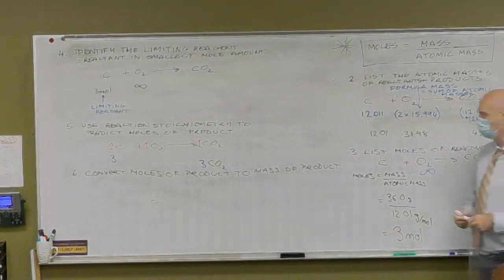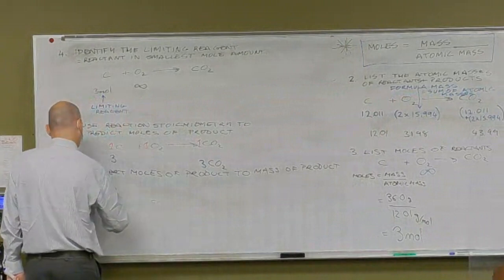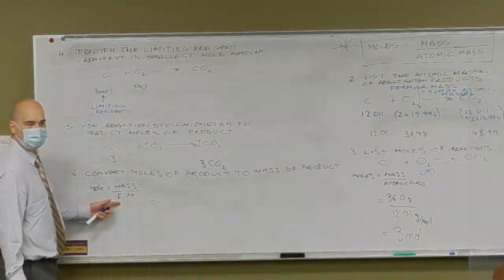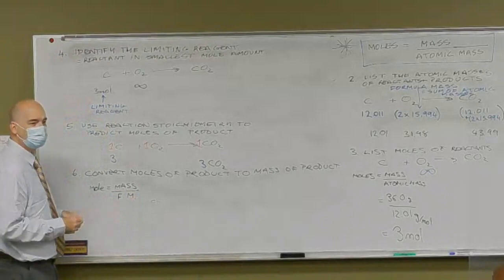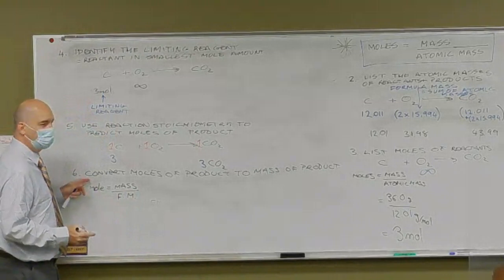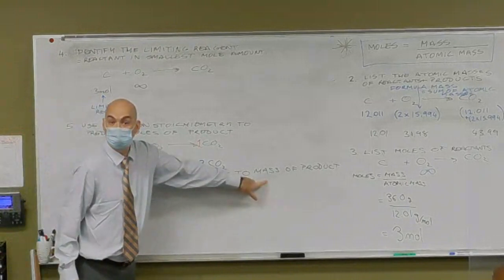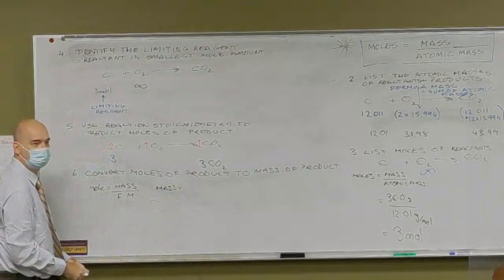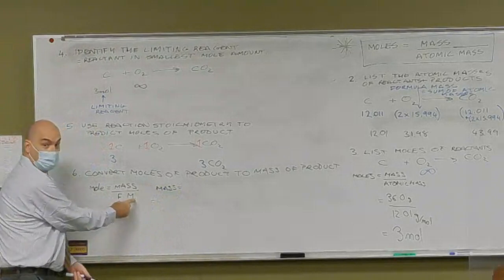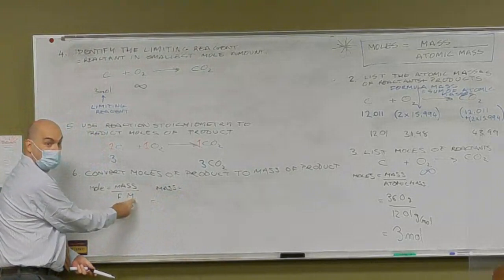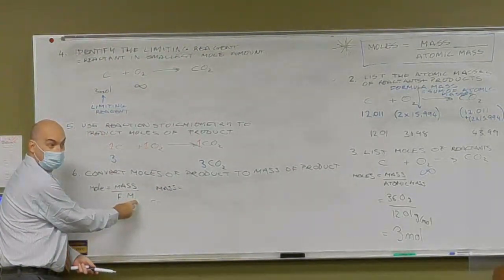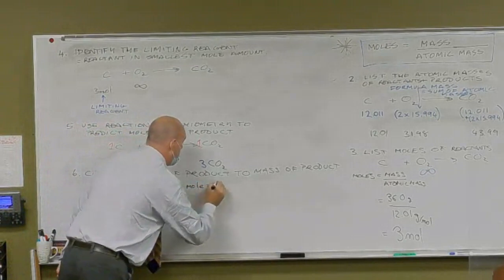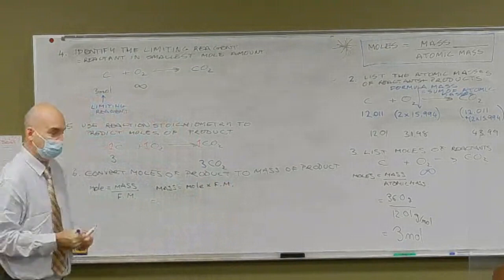Moles equals mass divided by formula mass. FM, formula mass. If moles equals mass divided by formula mass, and I don't need to know moles, because I already know moles, what I need to know is mass. If moles is mass divided by formula mass, what does mass equal? Moles times formula mass. If I take something across the equal sign, and that something was a denominator, it's on the bottom of this division. When it crosses the equal sign, it becomes a numerator. Mass is moles times formula mass.